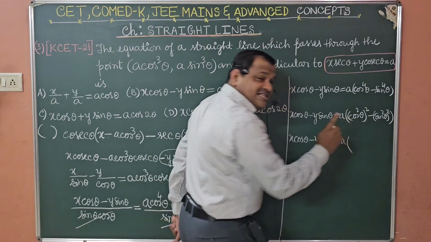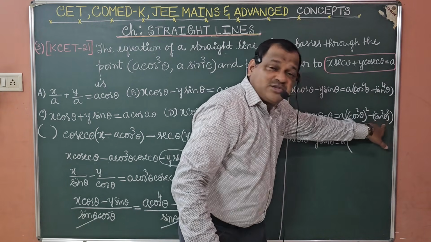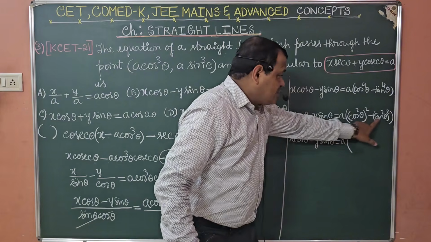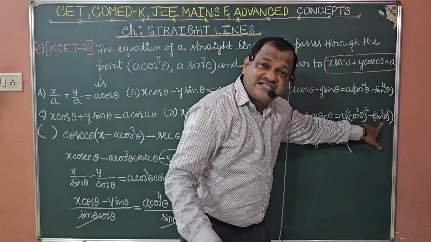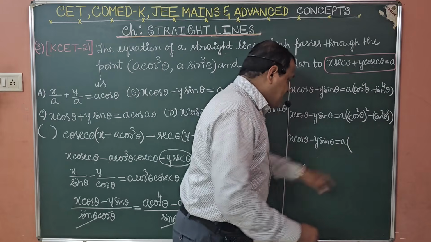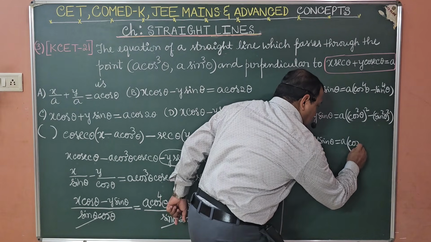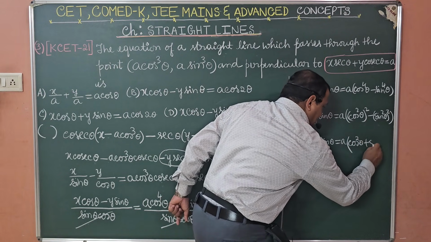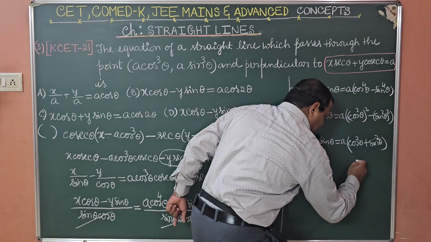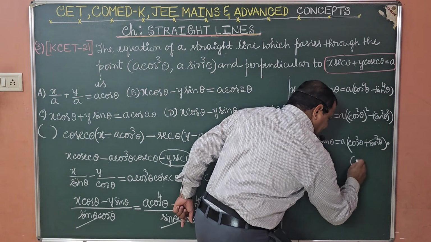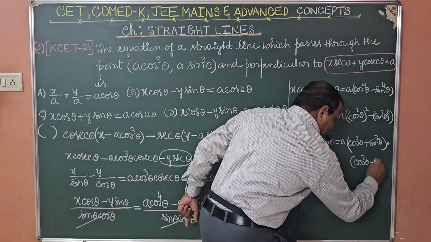So this looks like an algebra formula, a square minus b square. And all of you know, a square minus b square is (a plus b) into (a minus b). That is (cos square theta plus sin square theta) into (cos square theta minus sin square theta). Therefore, what is the first term? Cos square theta plus sin square theta. And which is the second term? Cos square theta minus sin square theta.